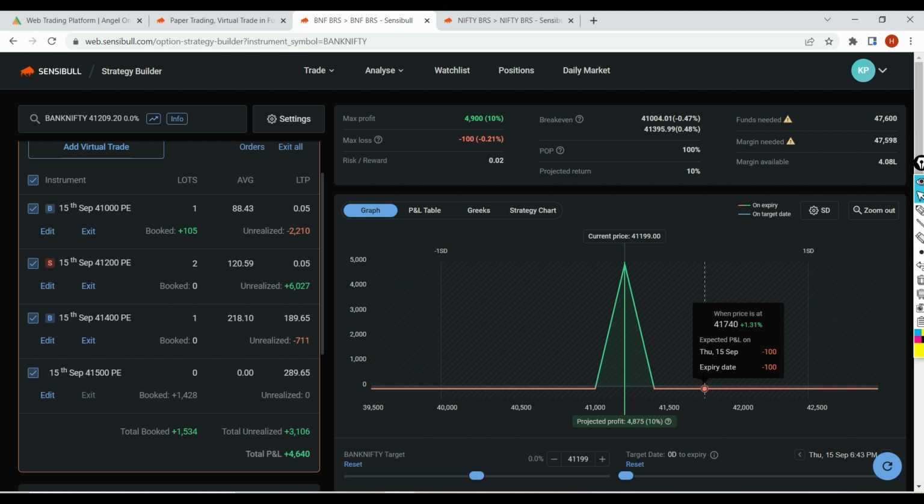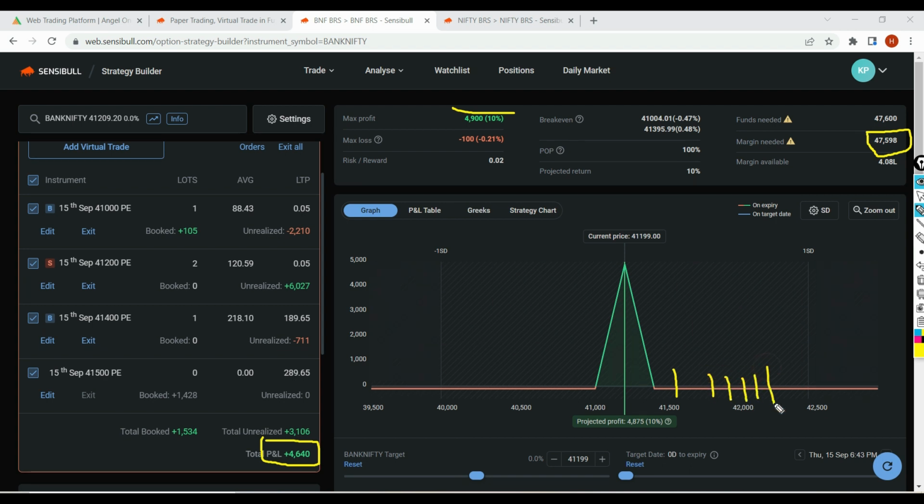But if I could have just exited this trade the moment I saw Bank Nifty somewhere here, with a profit of 500, 600 rupees, I could not have got this 4,600, which is almost like 10% on my capital. Because I was able to hold, only because my loss was 100 rupees. That's it. I did not even watch the market.